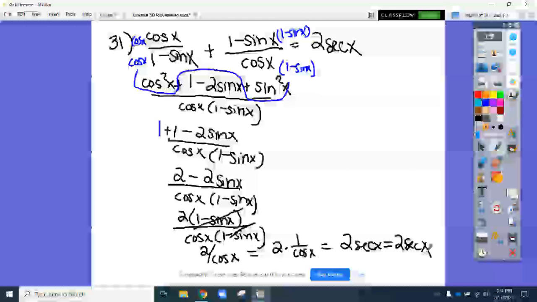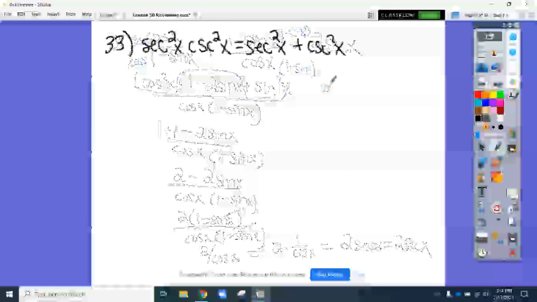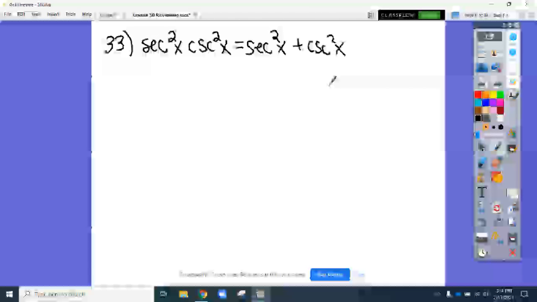All right, that had a little more going on. In that one, I think a conjugate would work. If you just did the conjugate of this one, you could probably get to the answer as well, but I liked the common denominator there. And then the final one was number 33.